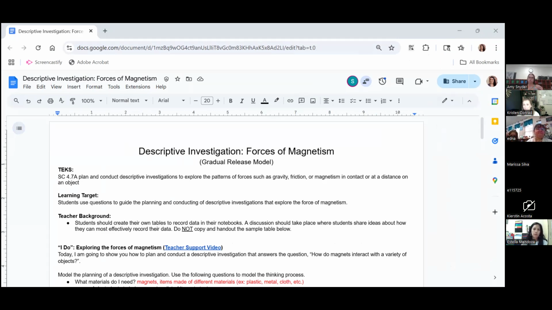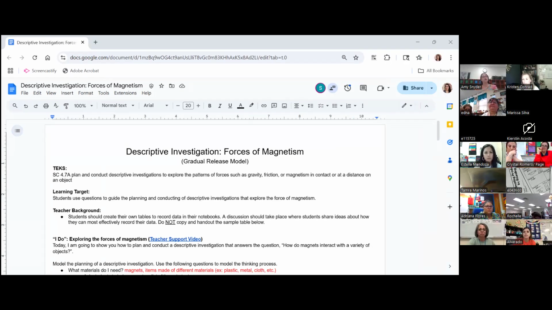So with the gradual release, we now step into the we do. And so just like it sounds, your students are now joining you in that journey of carrying out the investigation. So you are going to tell them, boys and girls, we are going to plan and conduct a descriptive investigation together today. So you watched me the last time, and now this time I need your help carrying out this investigation, okay? So guys, let's generate a list of questions.